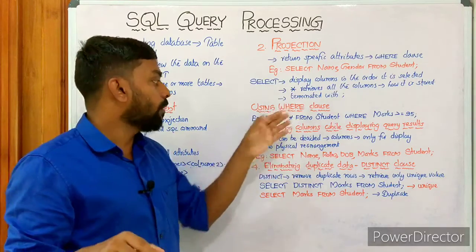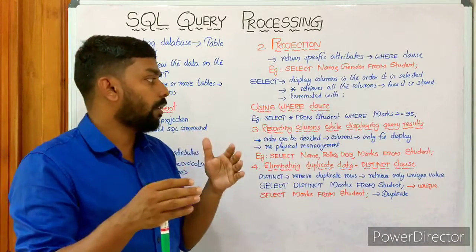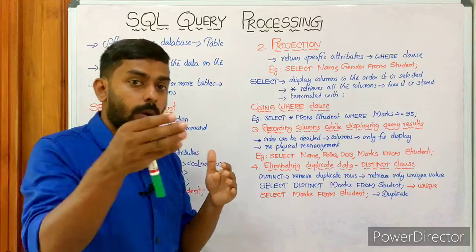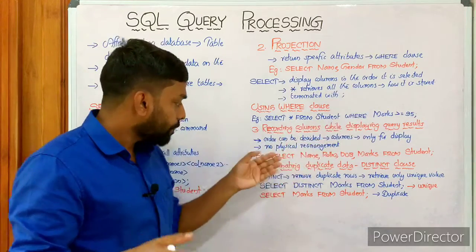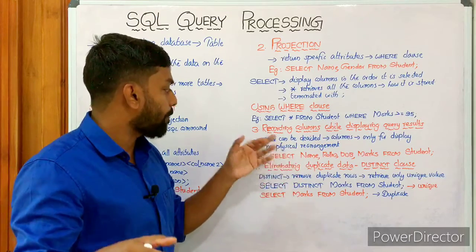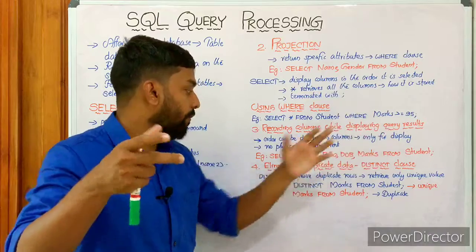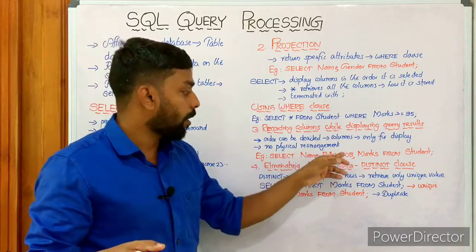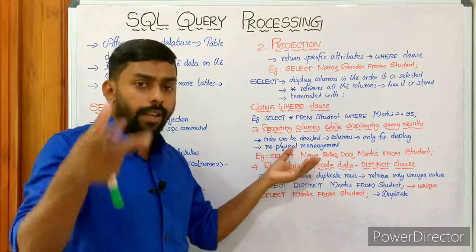Then using the where clause: select star from student where marks greater than or equal to 95. Only those students' details will be printed who have scored marks greater than or equal to 95. Others will be discarded. Reordering columns: no physical rearrangement happens. The order can be decided by the user, and column order is only for display purposes. Select name, comma, roll number, comma. Actually, this is not the order in the original table, right? So we can change it, of course.